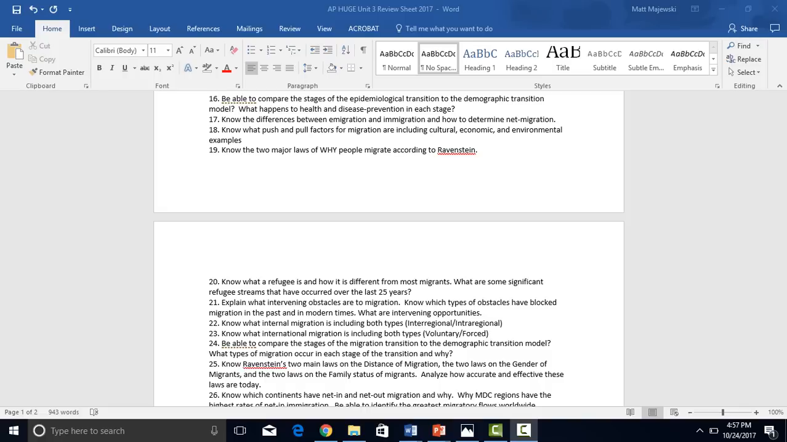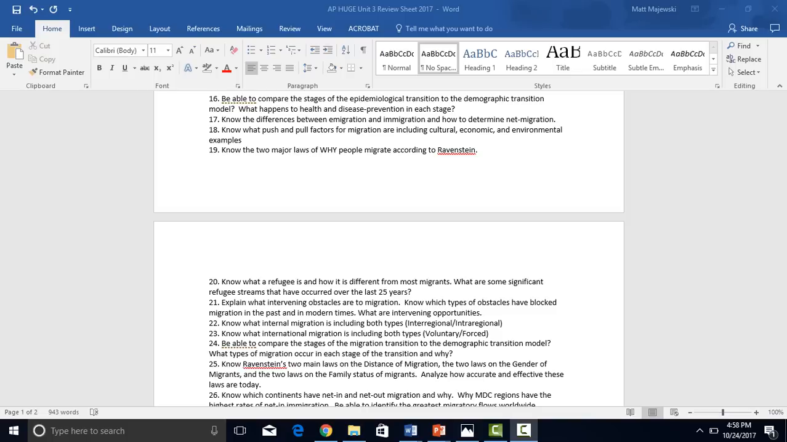Know the difference between emigration and immigration and how to determine net migration. Emigration is when a person leaves a country. So the country you leave, you are emigrating from. It's the process of leaving a country. Immigration is the process of going to a new country. So again, if you leave England and come to the United States, you emigrated from England and you immigrated to the United States. How do you determine net migration, which is the second part of that question?